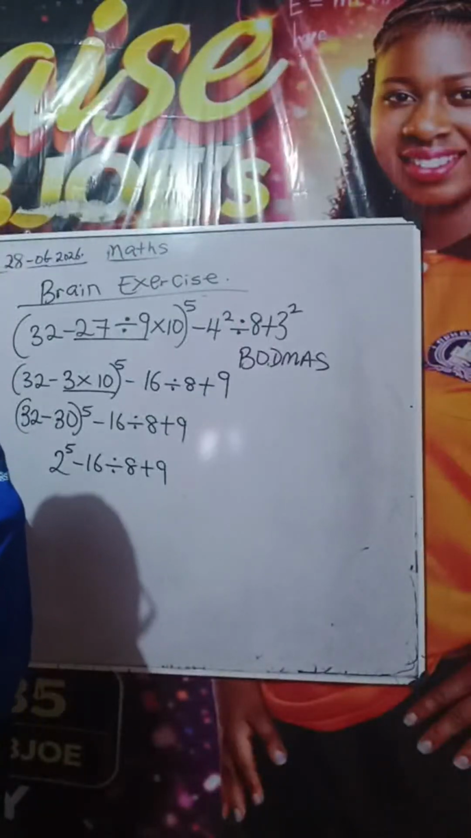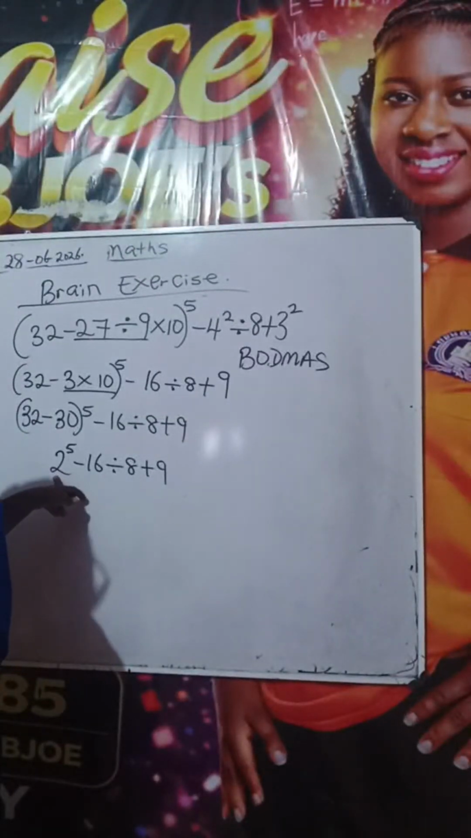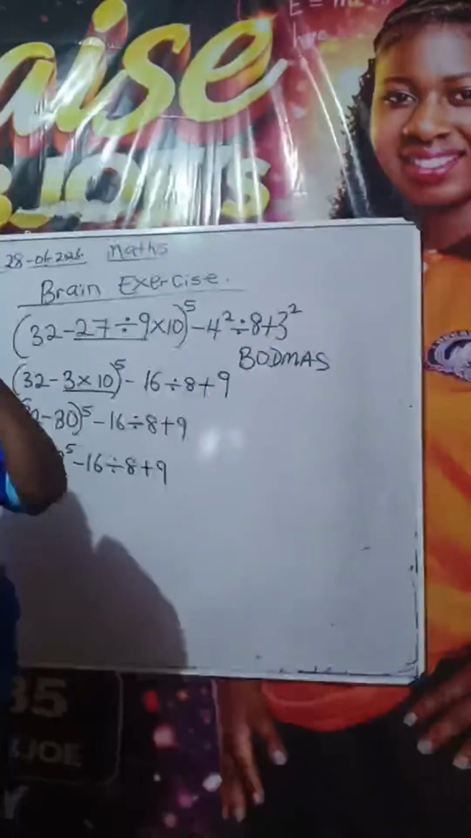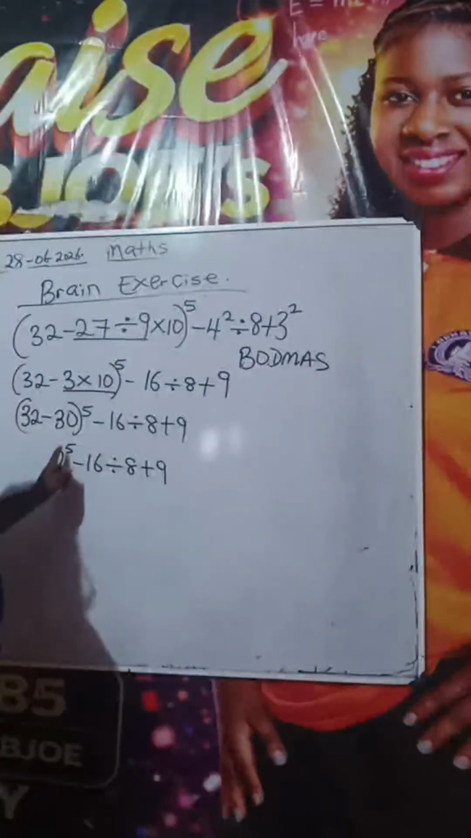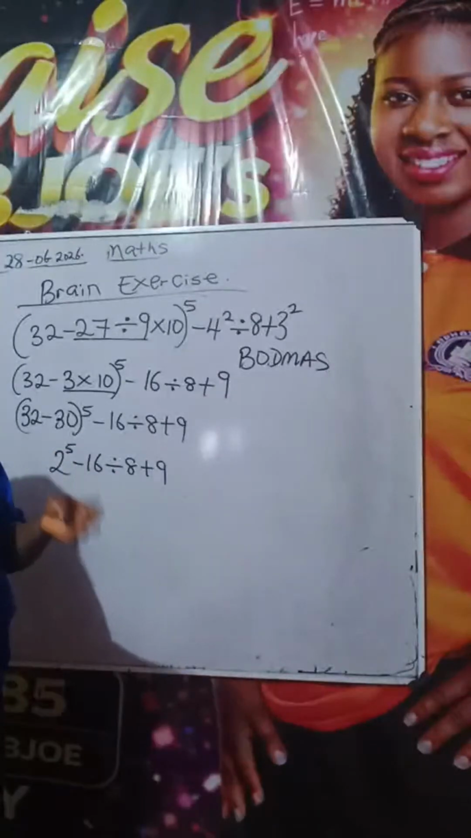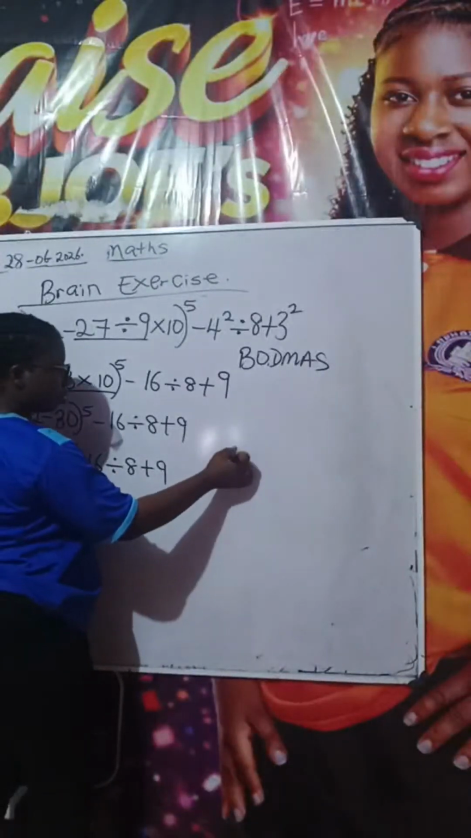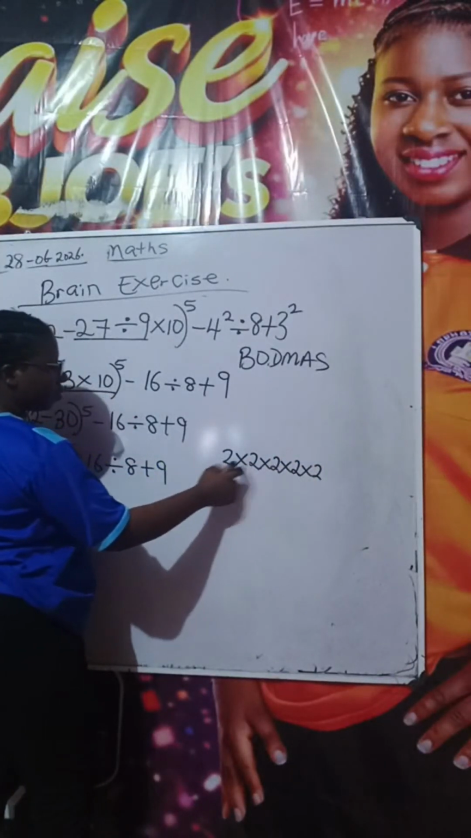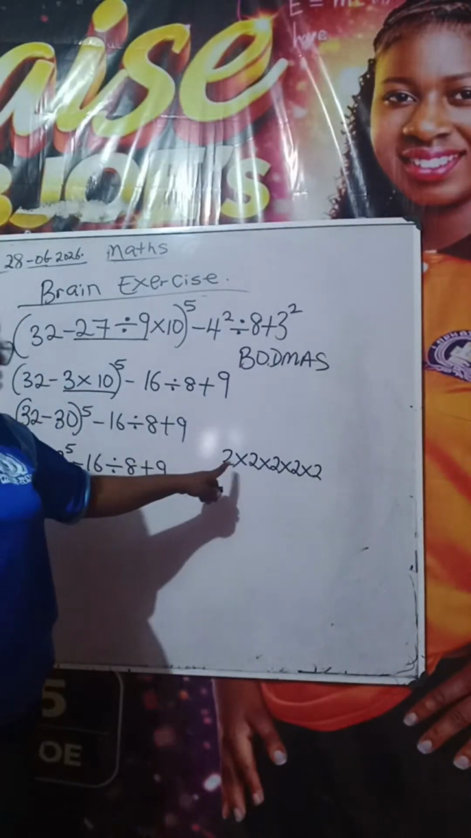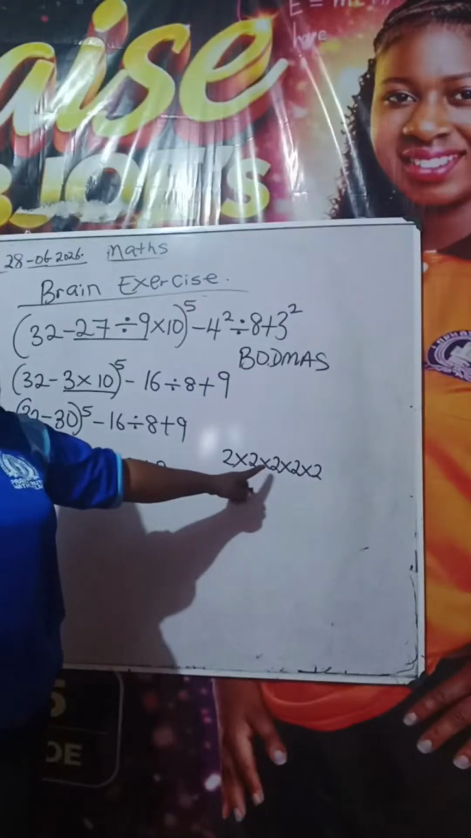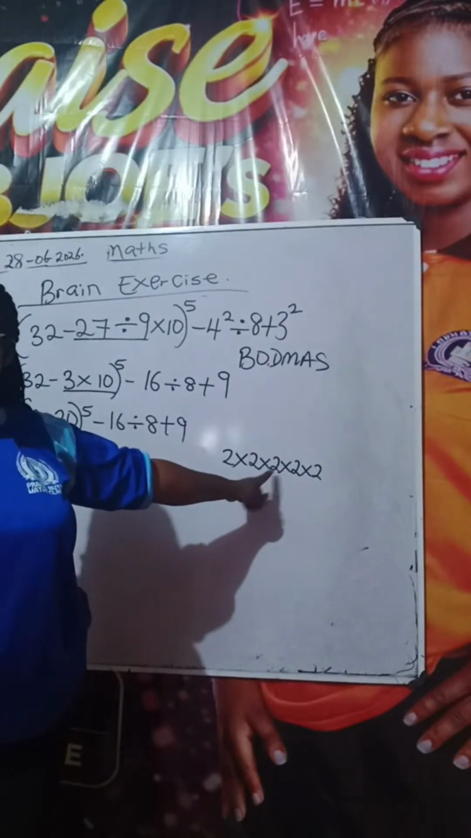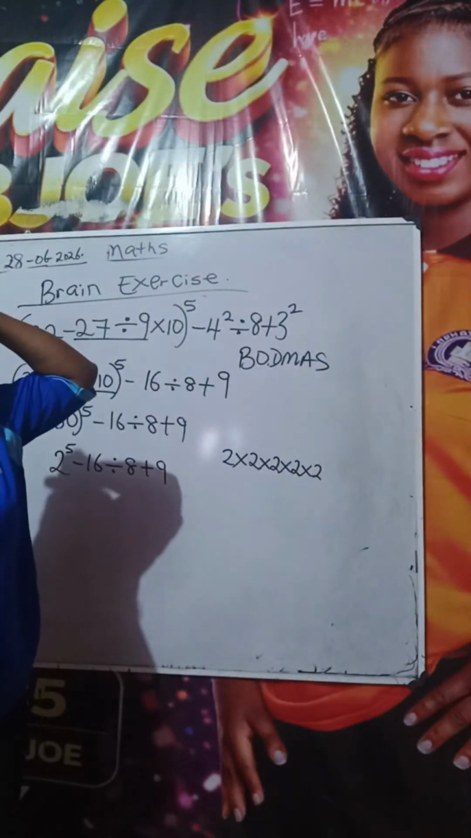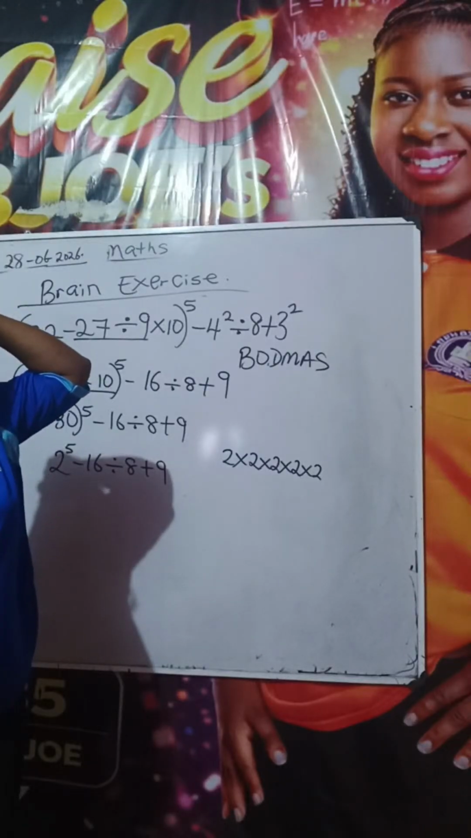Now next thing is, what is 2 raised to the power of 5? 2 raised to the power of 5 means I need to times 2 five times. So we have 2 times 2, times 2, 1, 2, 3, 4, 5. So 2 times 2 is 4. 4 times 2 is 8. 8 times 2, no, it's not 10. It means times 2 five times. That should be 32.